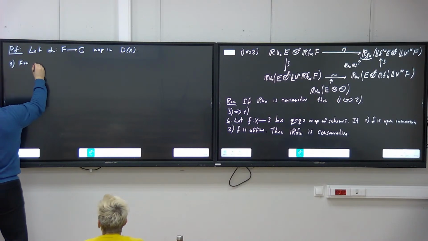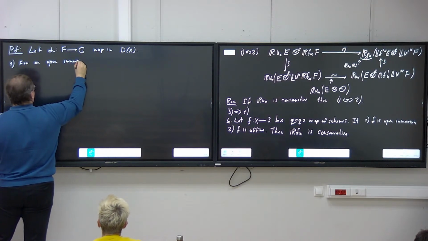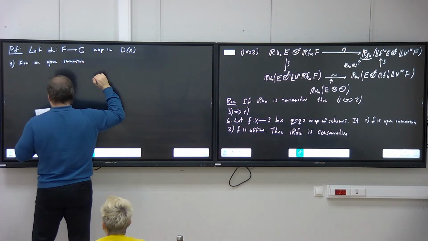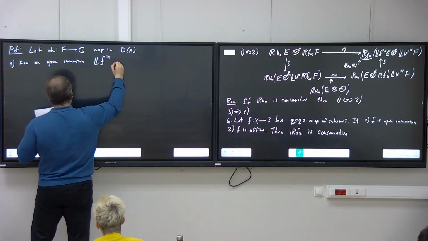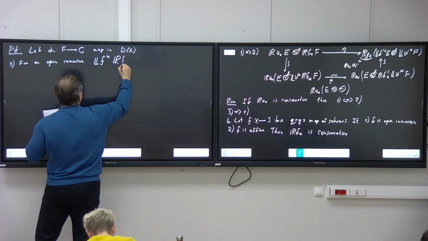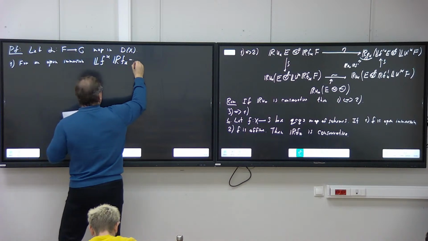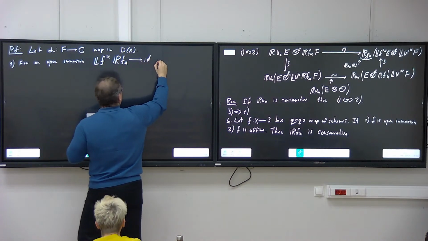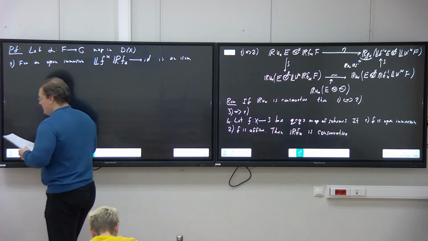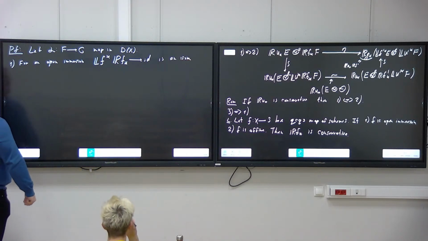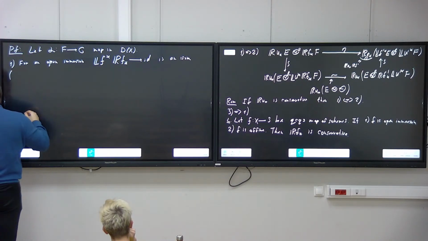For an open immersion, I have the counit of the adjunction, so the pullback composition with push forward to the identity is an isomorphism of functors. Right? Well, that's easy to show. So let me, in parentheses, write a little proof.